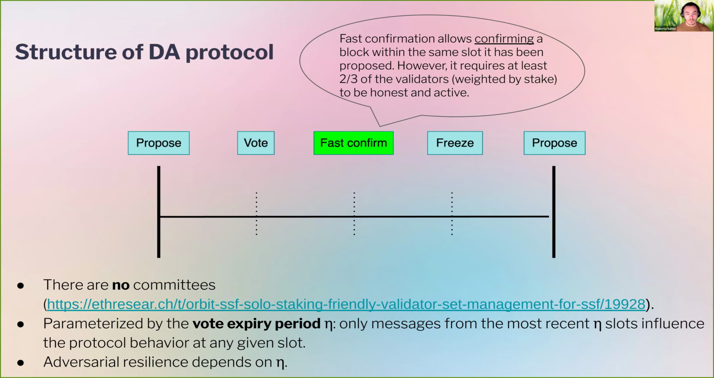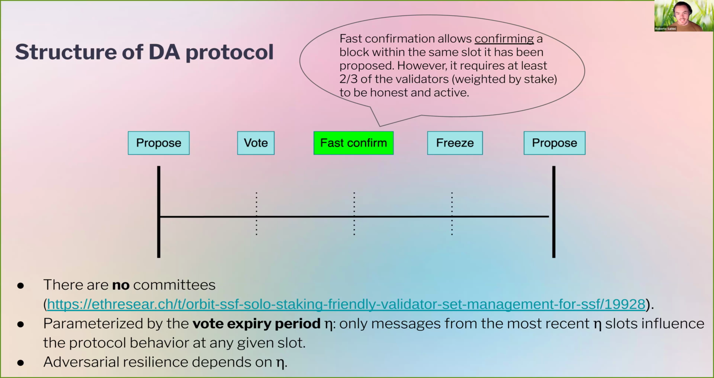So under certain conditions, we can confirm here the block that is proposed, and this is very important for the overall protocol. This is followed by the freeze stage. In the freeze stage, nothing much happens. What happens is that honest validators take a snapshot of the set of messages that they've received so far.